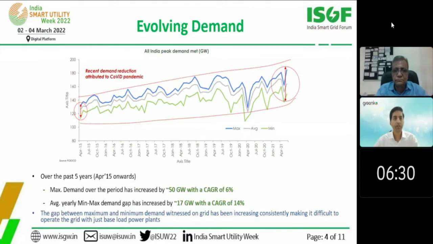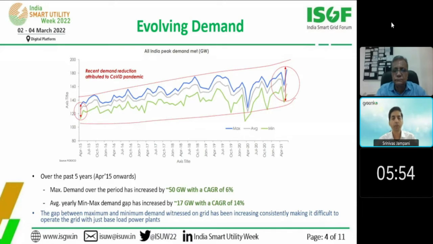So we talked a little bit about this, the other speakers earlier. This demand growth will come with substantial intraday and intra-seasonal variability. For instance, the average yearly max minus min demand gap has increased by 17 gigawatts with a CAGR of 14% per annum. Min-max demand gap as percentage of peak demand is also increasing, underlining the heightened demand volatility and emphasizes the need to create a market for dispatchable renewable generation and make that happen in the Indian grid.